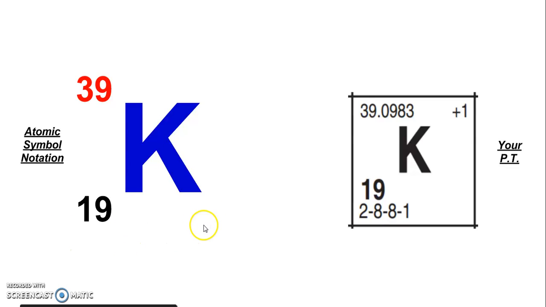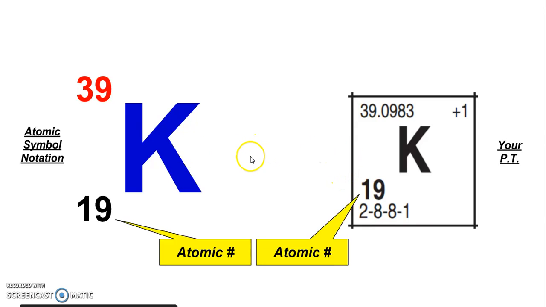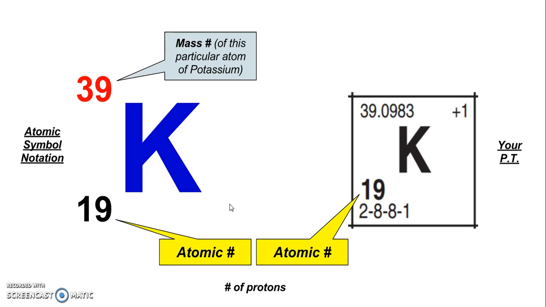that we quite often use and the information in the box on your periodic table for an element like potassium. They both have the same symbol. This is potassium and this is potassium. And this bold number in the lower left is the atomic number. In each case, that's the same thing, in your periodic table or in this kind of notation. And you know that that's the number of protons. But up here, in this kind of notation, this is the mass number of this particular atom of potassium.